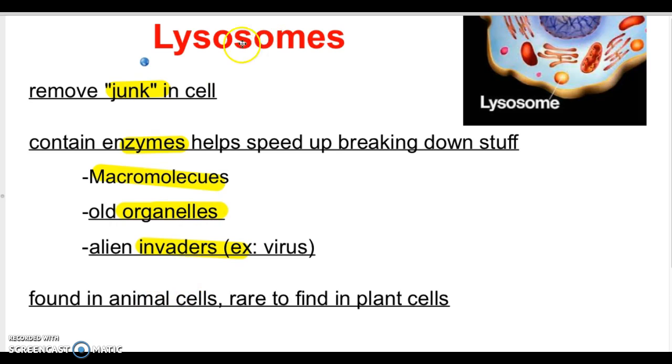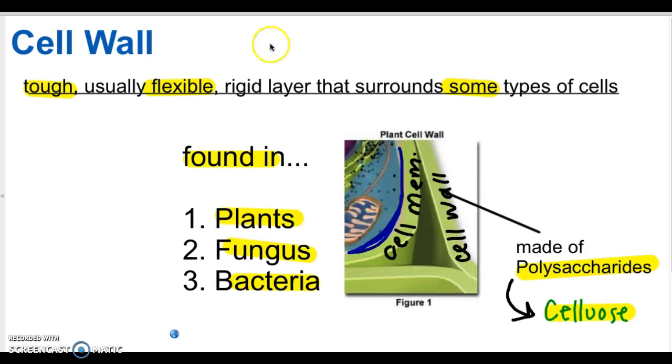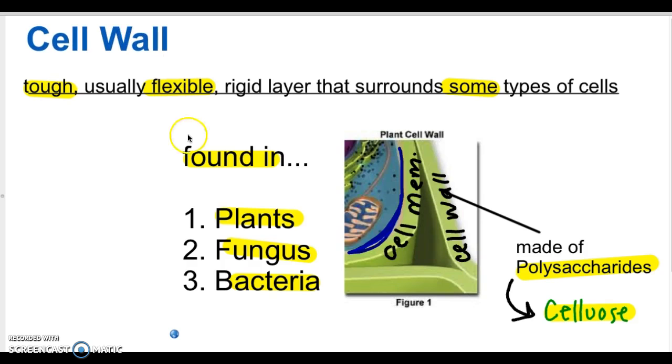And so lysosomes are mostly found in animal cells. It's pretty rare for it to be in a plant cell, so it's mostly in animal cells when we're referring to lysosomes. And then the cell wall is another organelle we're reviewing.